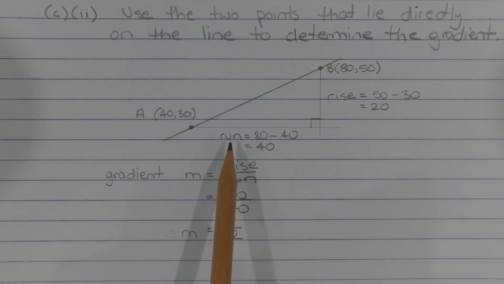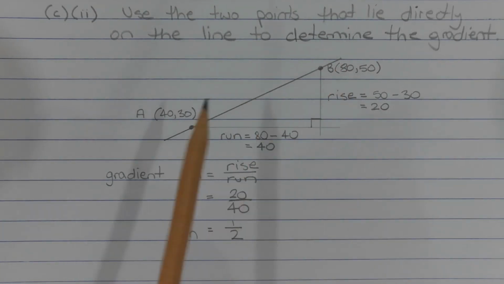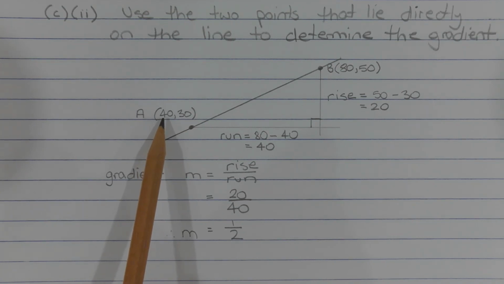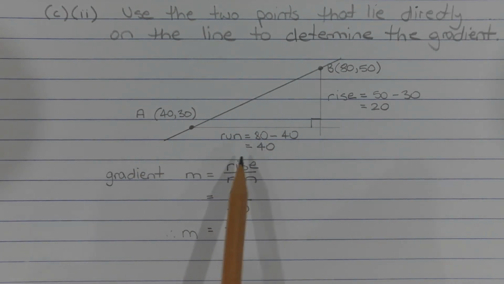And to find the run, that's the difference in the x coordinates. So that's the difference between this coordinate here, 80, and this coordinate here, 40. So the run is equal to 80 minus 40, which equals 40. So the gradient m is equal to rise over run, which equals 20 over 40, which simplifies to 1 over 2.